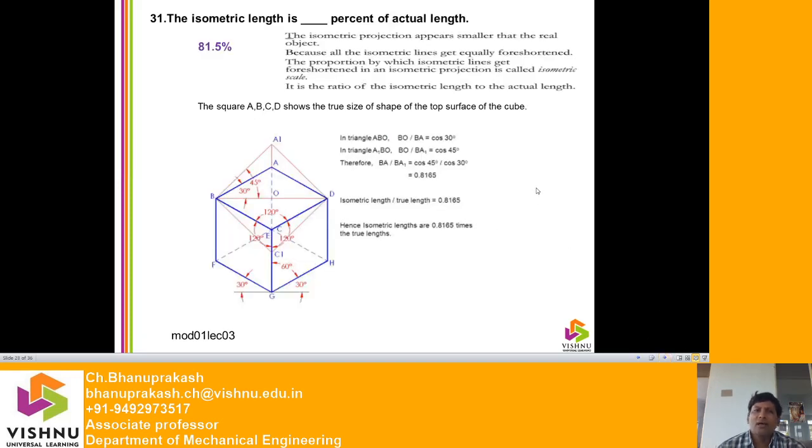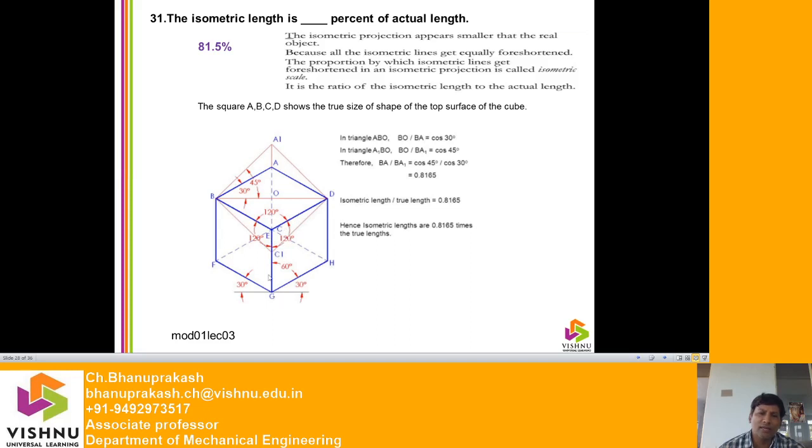The next one is: the isometric length is a dash % of actual length. It will be given as around 81.5%. So how did you get this 81.5%? Now, see, it's a square ABCD. This is the true shape of the top surface of the entire cube. These lines BF, EG, DH, AC, these are all the isometric lines.